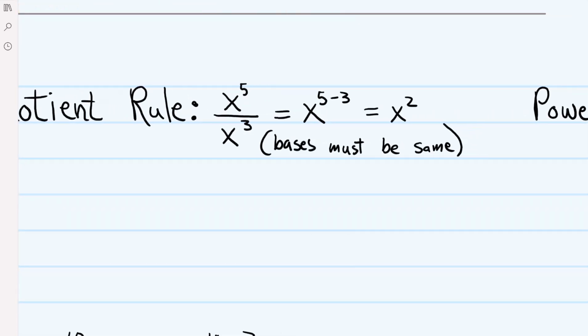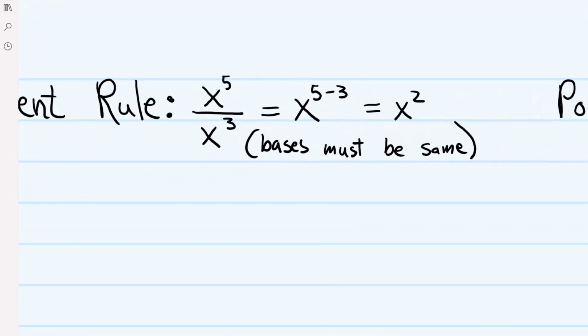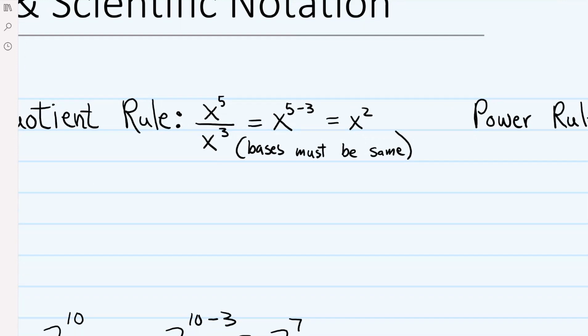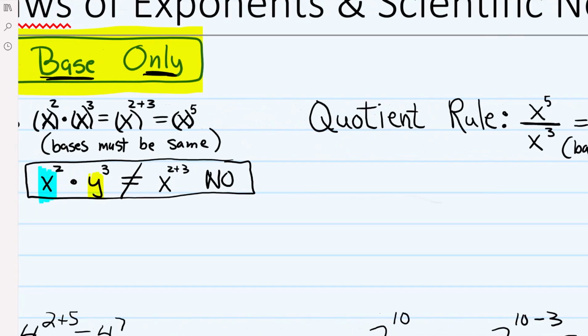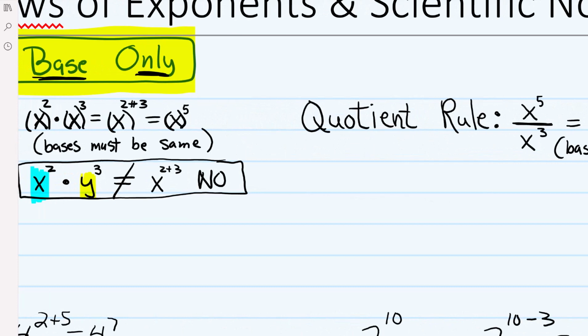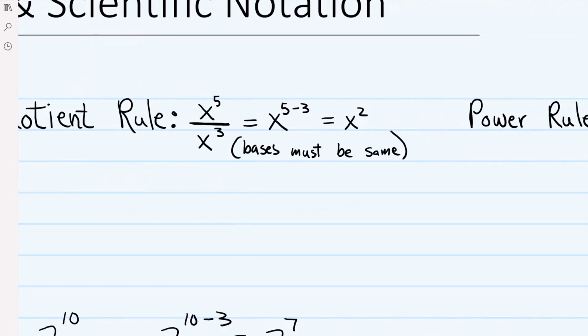When you divide, that's the quotient rule. The inverse of multiplication is division. The inverse of addition, adding fractions, is subtracting. So when you divide powers, you subtract the exponents.